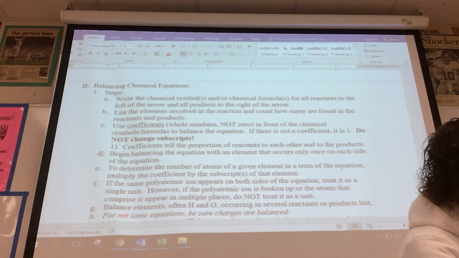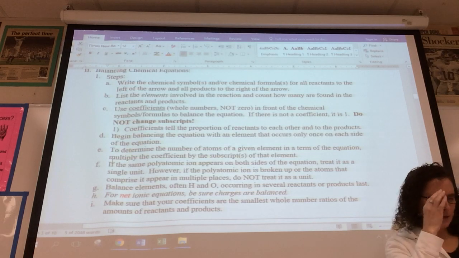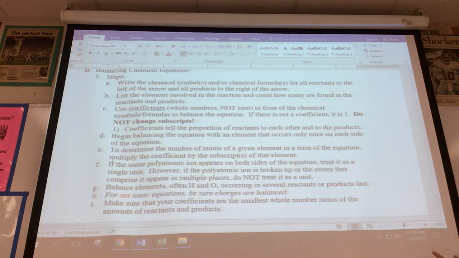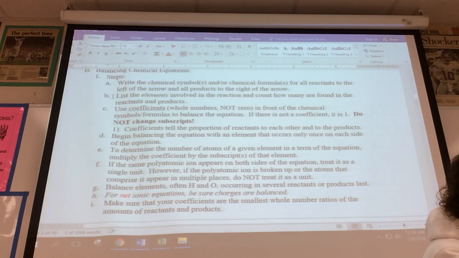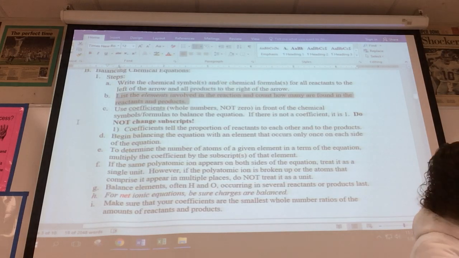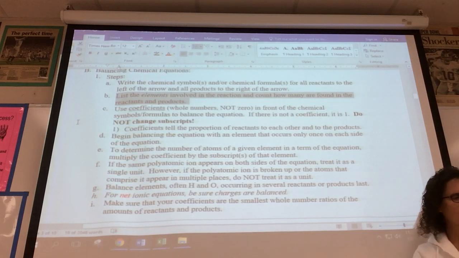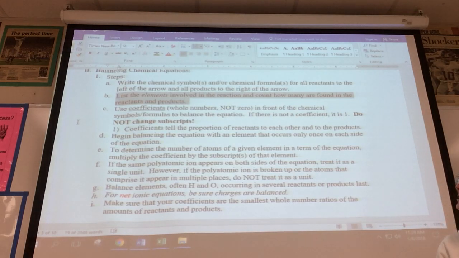We'll read through each of these steps, but until you actually do it, it may not quite come together for you. First thing you always want to do is write the chemical reaction, replacing words with symbols or formulas, reactants on the left, products on the right. When you first get started balancing equations, I like to list the elements involved in the reaction and count how many there are on each side of the equation. Now, elements is listed there in italics because sometimes I just write a single atom and sometimes I'll write a polyatomic unit, and we'll talk about that.